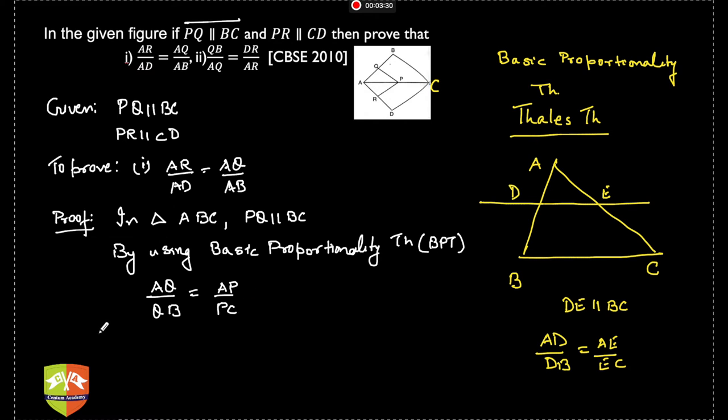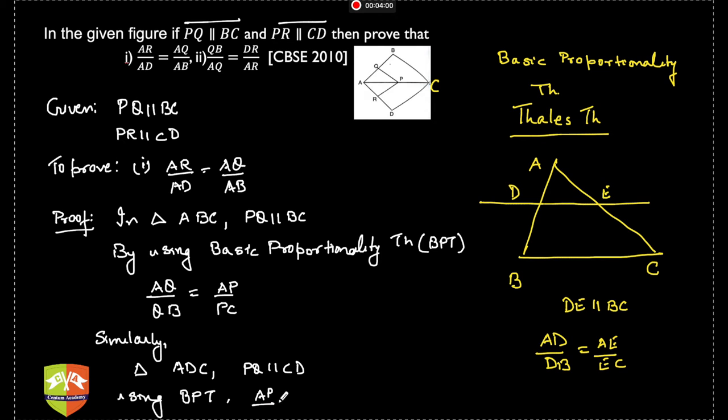Similarly, in the triangle ACD, PR is parallel to CD. It's given. Where is it given? Here it is given, PR is parallel to CD. Then using BPT, you can say AP upon PC is equal to AR upon RD, isn't it? So let this be equation number one and this be relation number two, and now we'll proceed further.